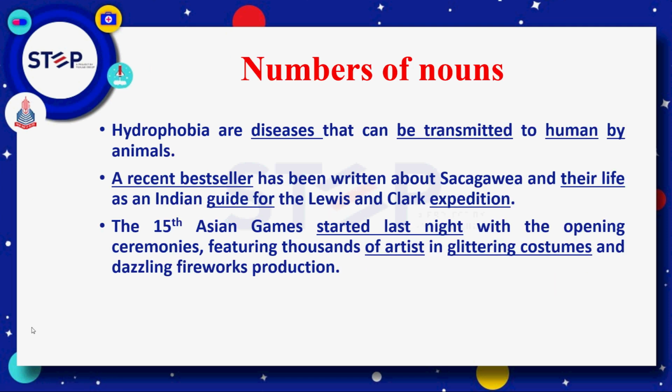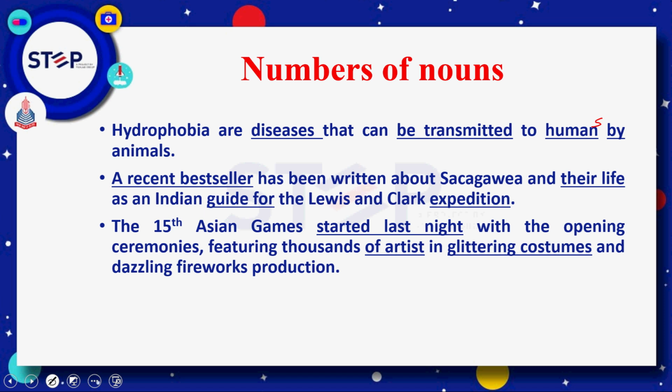Okay, let's discuss numbers of nouns and some examples related to it. Hydrophobia are diseases that can be transmitted to human body by animals. Hydrophobia are diseases that can be transmitted to human. Human is a singular, so there should be humans because certainly just one human is not mentioned over here. Many humans are supposed to be the target of the diseases.